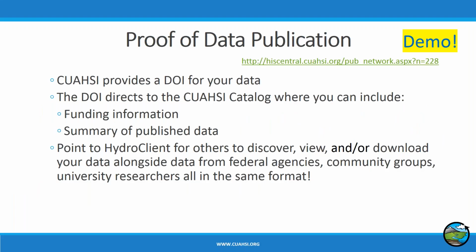All right, so a big part of your data management plan is actually proving that you went through with your data publication like you said you were going to. So the way that Quazi helps you to provide that proof is providing you with a DOI for your data. The DOI can direct to the Quazi catalog, which I'll show you next, where you can actually include information about your funding agency, a summary of your published data, a citation to use, papers that use the data. So it's a nice landing page to show, hey, this is where we archived our data.